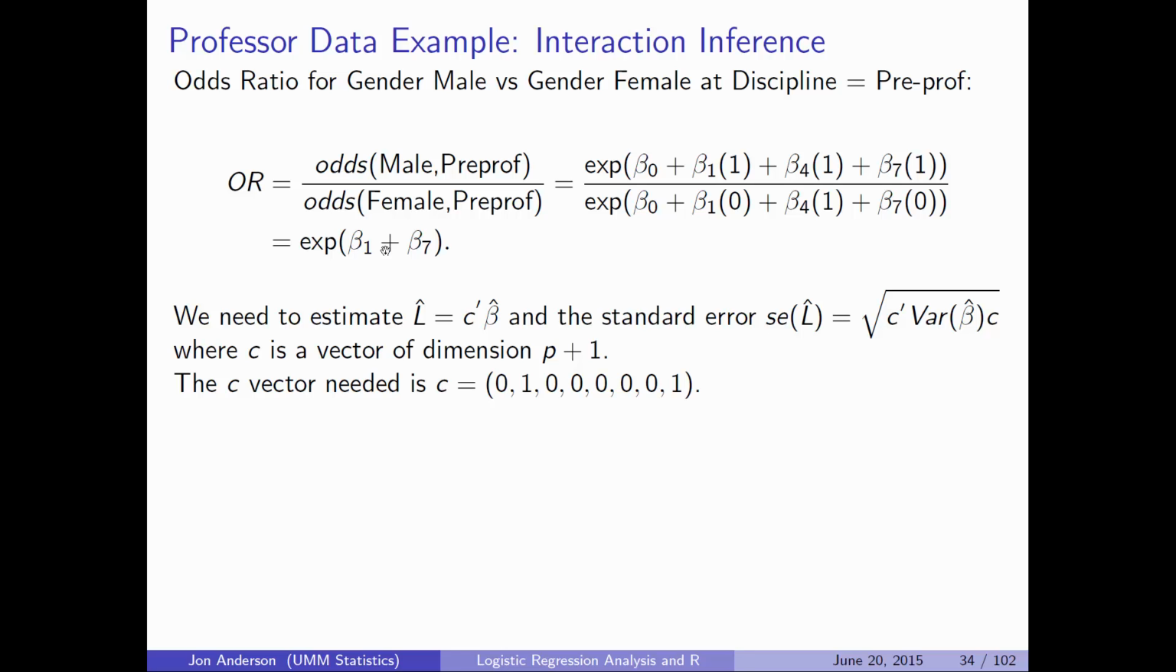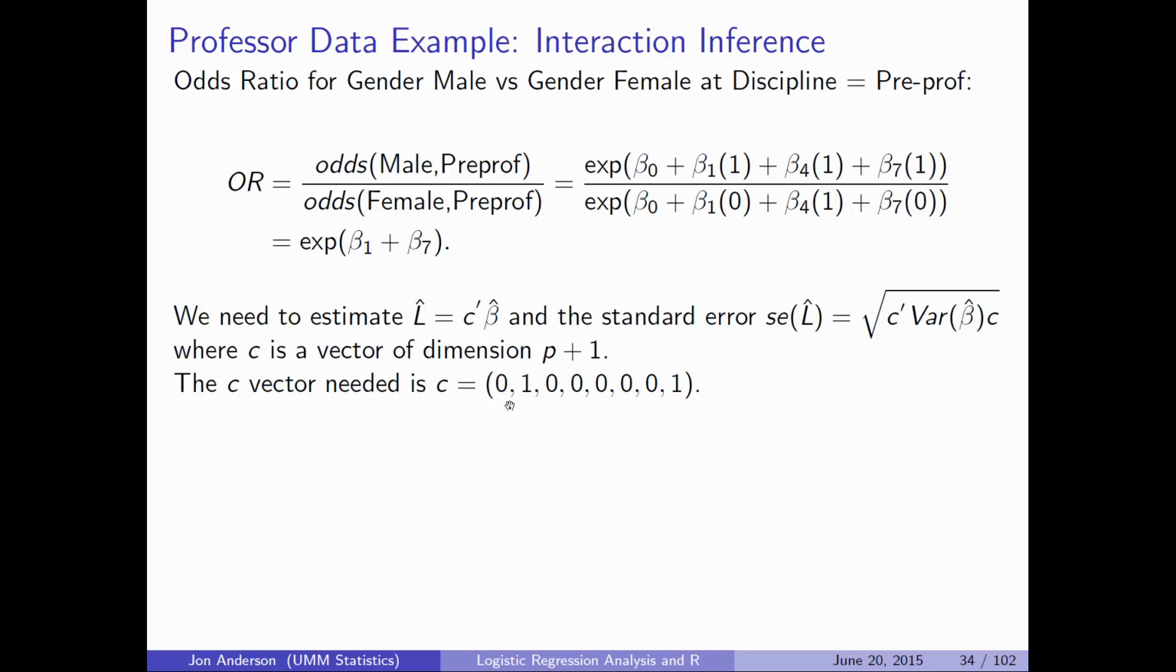In terms of the linear combination that we're making here, it needs to have a 1 multiplying beta 1, it needs to have a 1 multiplying beta 7, and all the other terms in the list need to be 0. And so here is the C vector that will create this comparison.